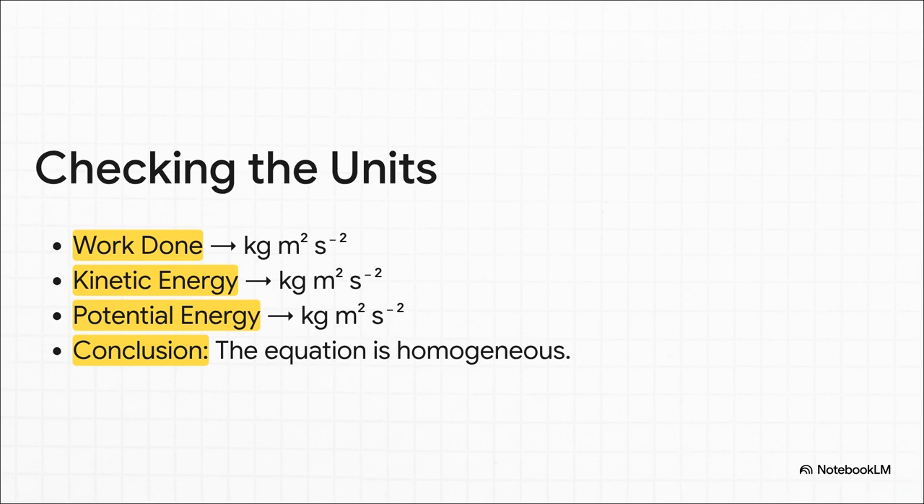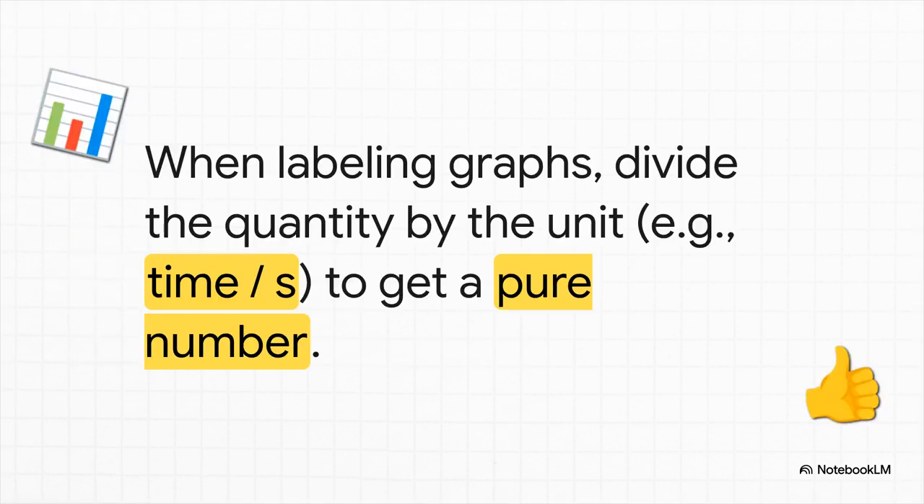And finally, potential energy. Mass times the acceleration of gravity times height. And what do you know? You get kilogram meters squared per second squared again. They all match. The equation is homogeneous. It holds up.